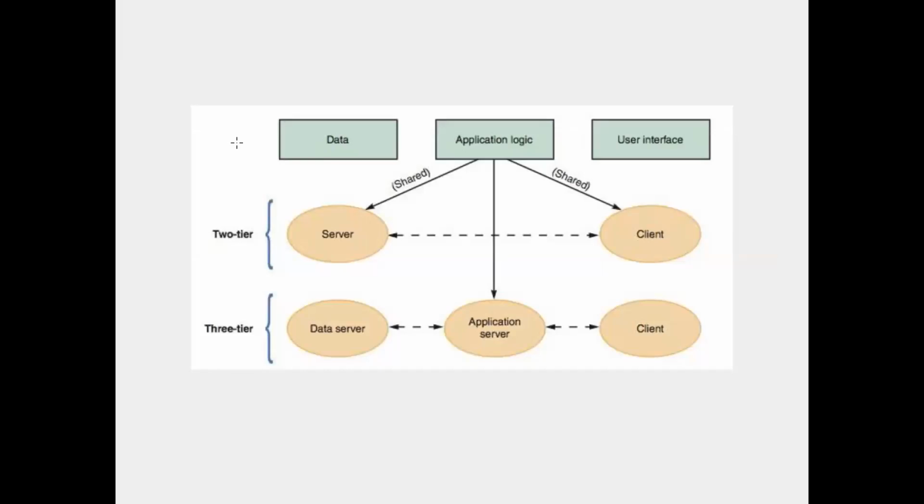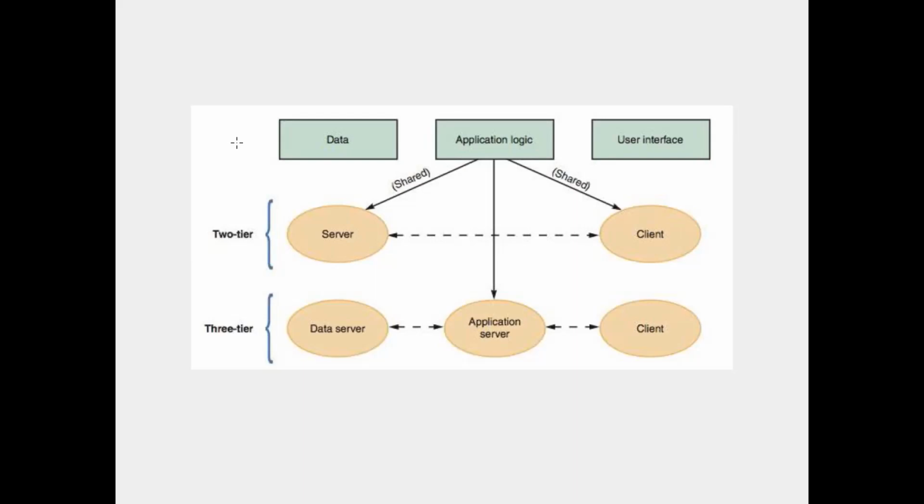So here is the graphic which talks about this. Usually we will have data, application logic, and the user interface, right? The data will be on the server side and usually the interface on the client side, right? Application logic could be on both sides. So you can see in 2-tier architectures, usually data will be on the server side and the user interface on the client side. Your application logic is shared between both server and client.